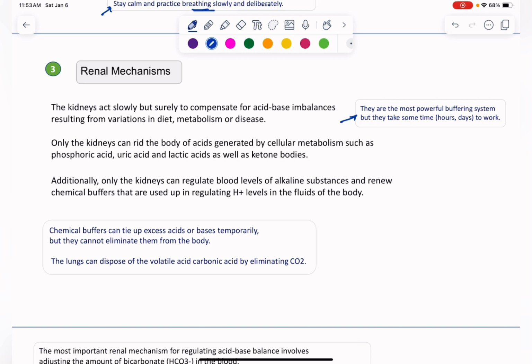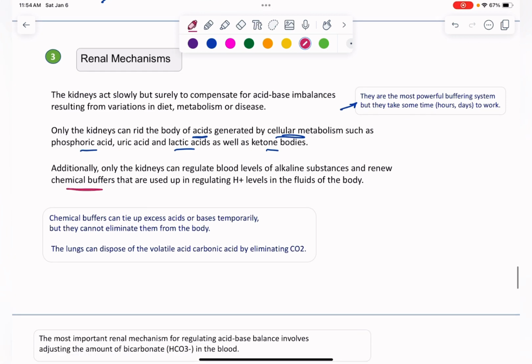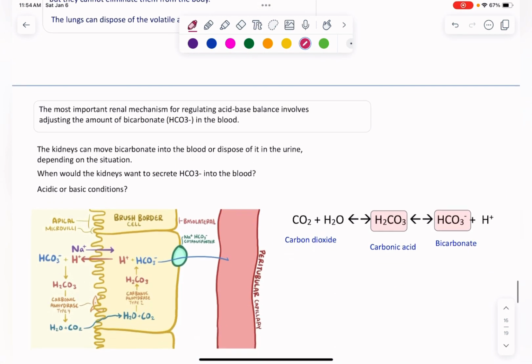On top of that, only the kidneys can rid the body of acids that are generated through cellular metabolism, like phosphoric acid, lactic acids, as well as ketone bodies. Another important thing the kidneys can do is renew chemical buffers in the blood. So the kidneys are an extremely important way to regulate pH balance, but again, they take a little while to kick in.